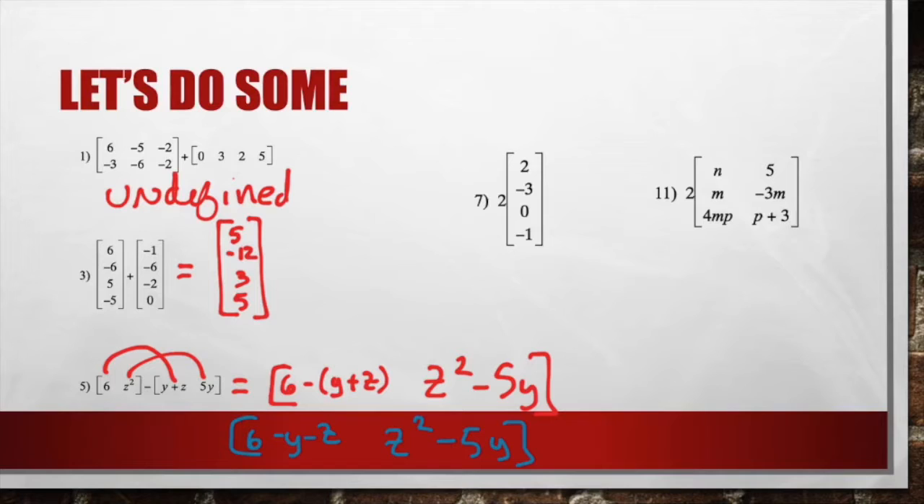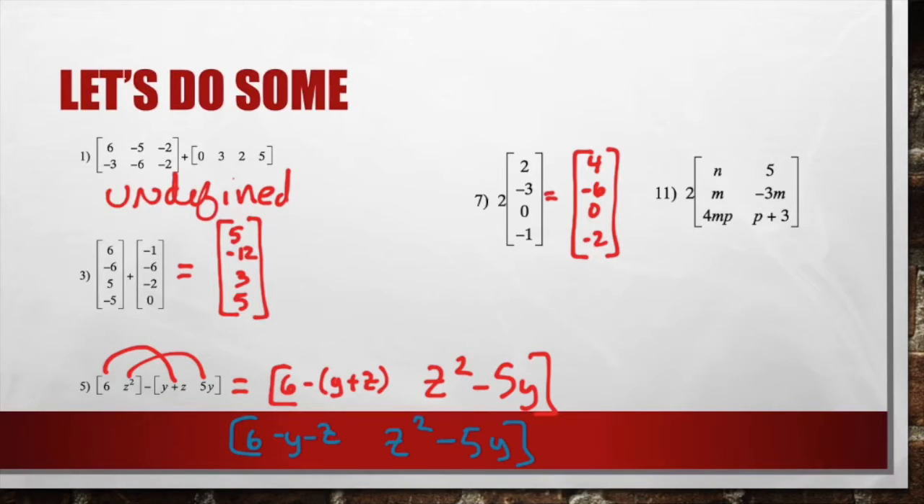Let's do number 7. 7 is scalar multiplication. We're going to multiply those together. I'm going to have the same dimension as that when I'm done, so I'm going to just write a tall one here. If you remember scalar multiplication, I just multiplied this to everything. So I'm going to have the 2 times the 2 there, which is 4. A 2 times the negative 3, which is negative 6. A 2 times 0, which is 0. And a 2 times the negative 1, which gives us negative 2.